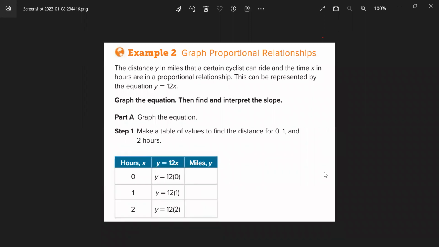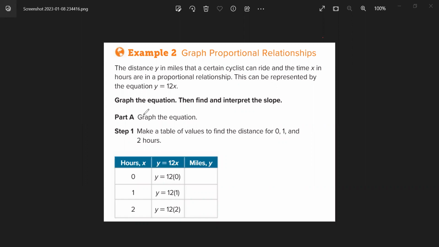Remember that you need to do the checks by yourself. I'm going to continue with example number 2. You can pause this video as many times as you need, review it, so you can understand it. In example number 2, graph proportional relationships. The distance y in miles that a certain cyclist can ride and the time x in hours are in a proportional relationship. These can be represented by the equation y equals 12x. Graph the equation and then find and interpret the slope.